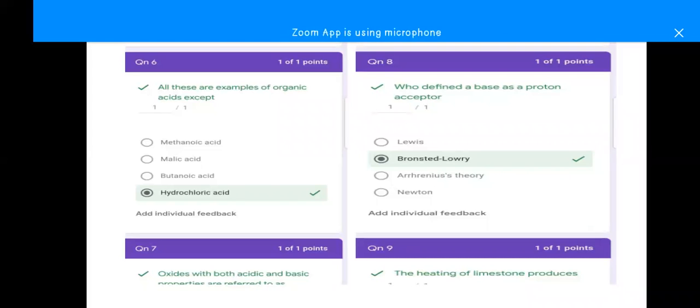Okay, then number 8, you were asked who defined a base as a proton acceptor. Then the correct answer is supposed to be Bronsted-Lowry. Lewis defined the base as an electron pair donor. Arrhenius defined a base as a substance that accepts hydroxide ions in solution. The Newton doesn't even come into play here.